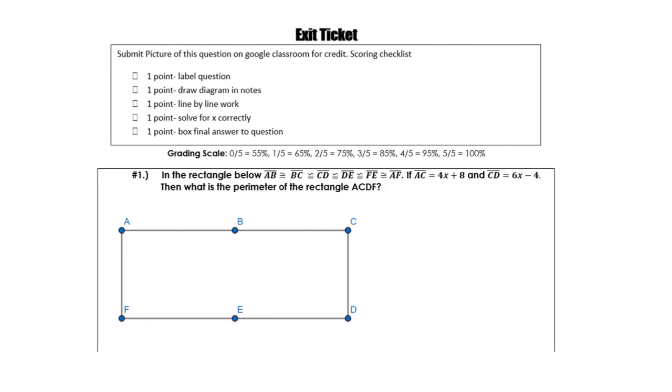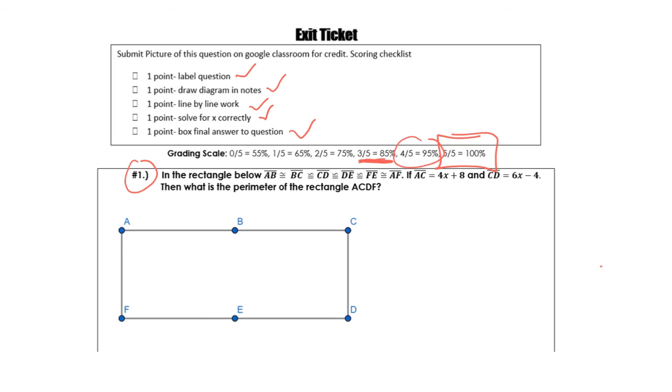So for today's exit ticket, I really just want to focus most of our work on setting up questions correctly. So I want to see that you label the question, so exit ticket number 1. Draw the diagram, so draw that rectangle. Do line by line work. So if you just do those 3 things, you will have an 85% for today's classwork. If you solve for X correctly, you get another point. You'd have a 95. And if you get that final answer correct and box it, you would have 100. So that's what I'm going to grade it on.